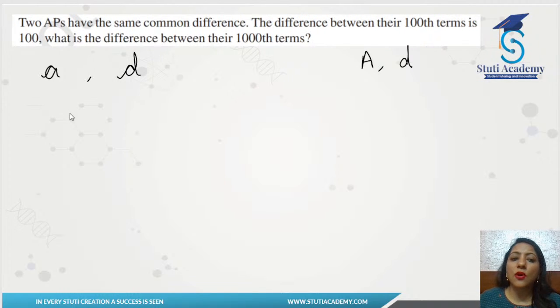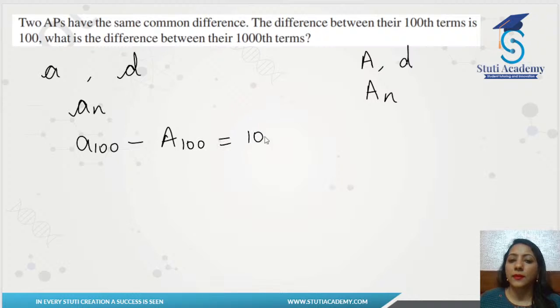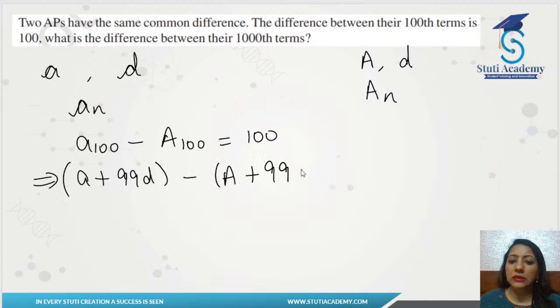The nth term of the first AP I'll denote by small a n and of the second AP by capital A n. Now two APs have the same common difference. The difference between the 100th terms is 100. That means a100 minus A100 is equal to 100. That is, a plus 99d minus (A plus 99d) equal to 100.